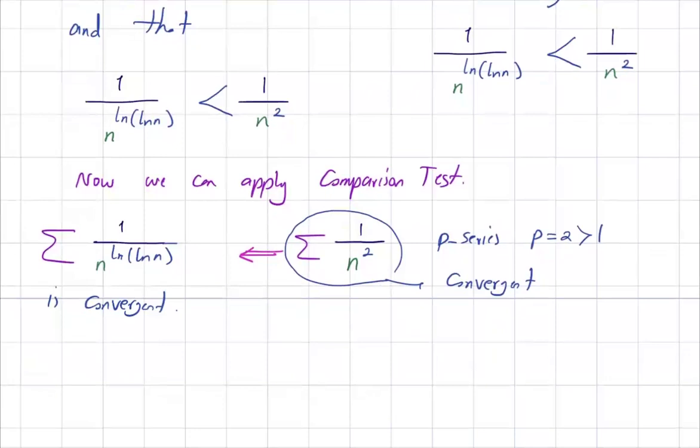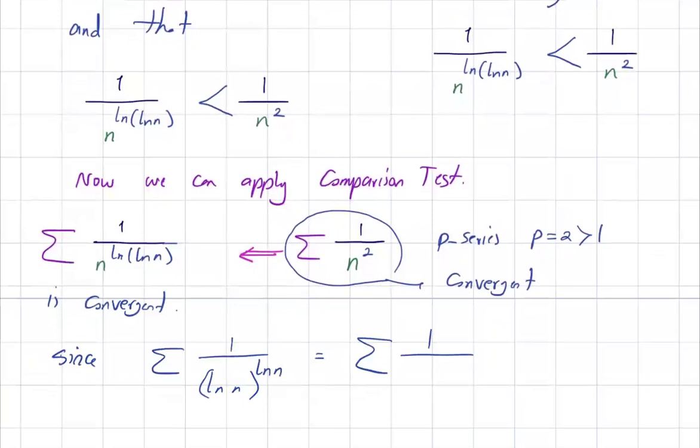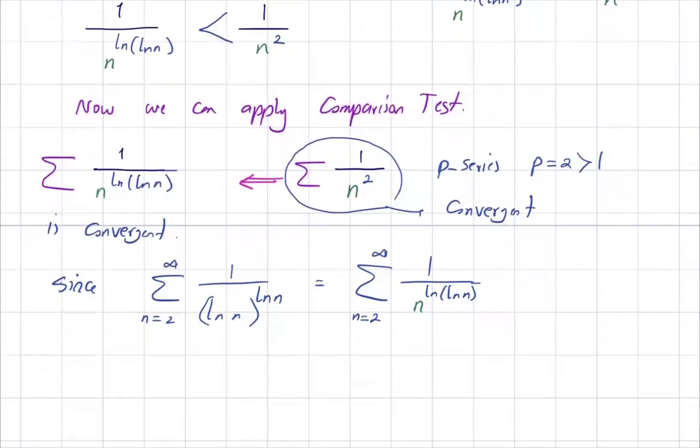But remember that these two series are the same, since the summation of 1 divided by ln of n to power ln of n is the same as the summation of 1 divided by n to power ln of n. So our series is convergent as well.